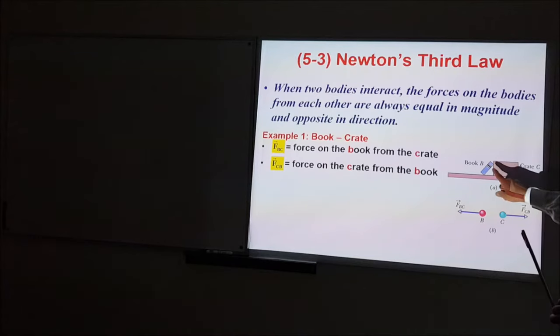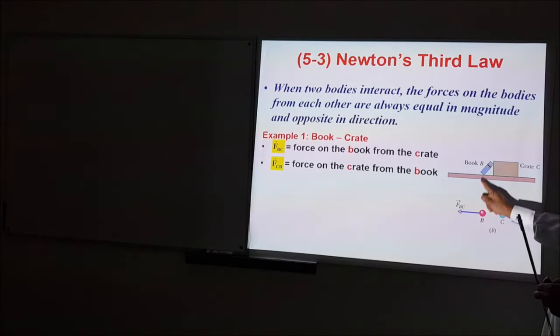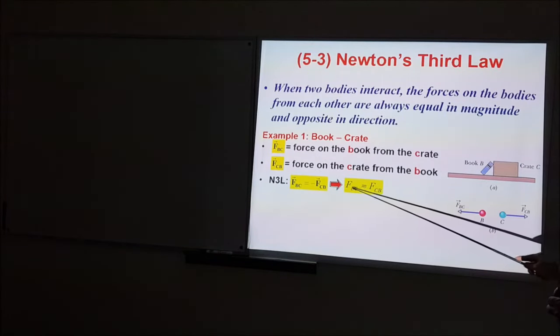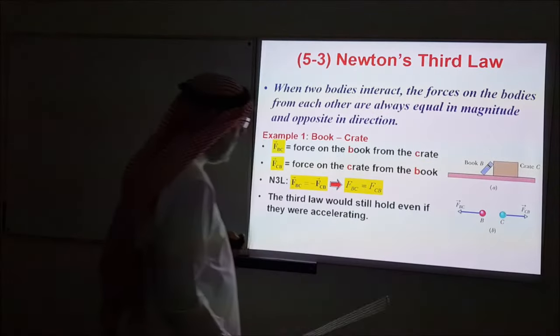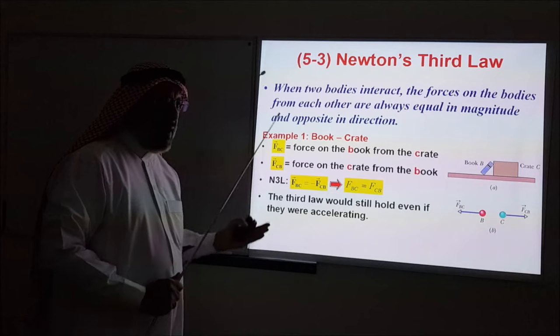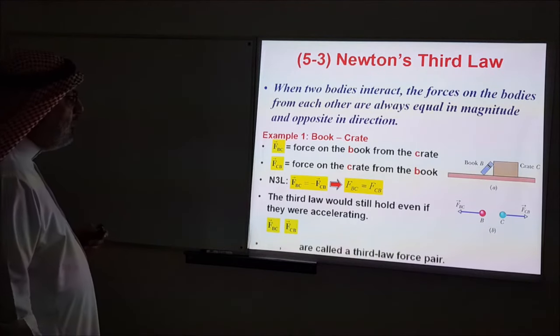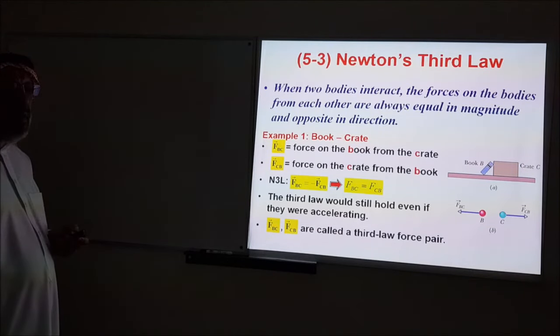Okay, they are here. The book pushes the crate to the right. So that's this force. The force on the crate due to the book. The reaction to that is the crate tries to push the book to the left. So that's this force. This is the force on the book due to the crate. Newton's third law says that these two forces are equal in magnitude but opposite in direction. The third law would still hold even if they were accelerating. If you take this situation and put it at the back of a truck and the truck is accelerating, you still have this relationship between these two forces. FBC and FCB are called a third law force pair, or vaguely in our daily life we call them action-reaction forces.